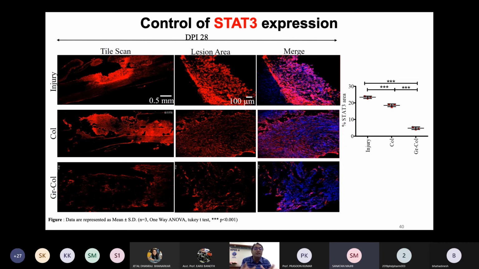So we tried to link whatever observations we have seen with the STAT3 expression, and we are currently trying to understand a more mechanistic view of why this is happening through next generation sequencing. The data is not available yet. We are still analyzing it, but that will give us a clear picture of how this inflammation is controlled by just giving the material as an implant.